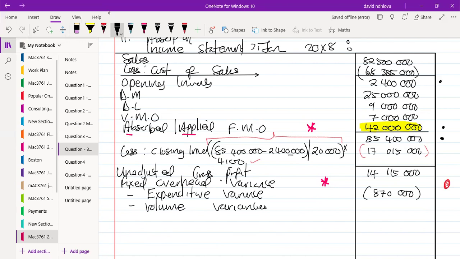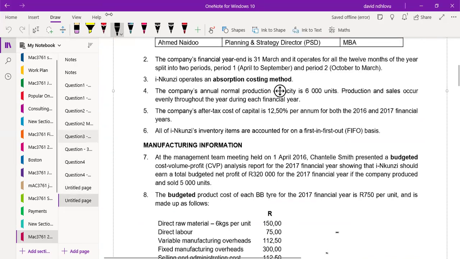So therefore, it will be unfavorable. Then we have what is called a volume variance. Now we have to understand one thing when it comes to fixed manufacturing overhead.